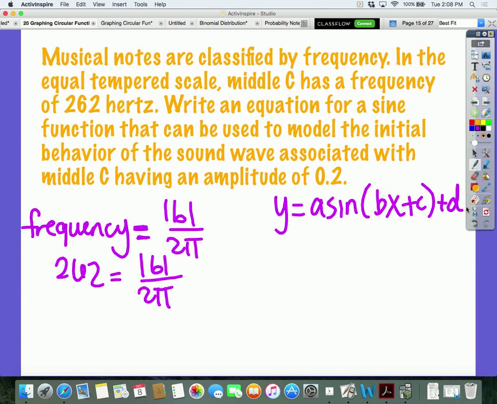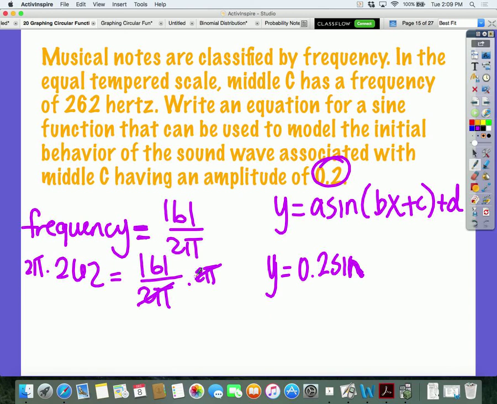Then the last part of the sentence says, of the sound wave associated with middle C having an amplitude of 0.2. What's important there? And what letter represents amplitude? A. So already I have y equals 0.2 sine. And I can actually find my b because over here on the left, I have an equation waiting for me that has my variable b in it, don't I? Yeah. How do I solve for b? Multiply by 2 pi. Because when I do that, it cancels out my 2 pi's.